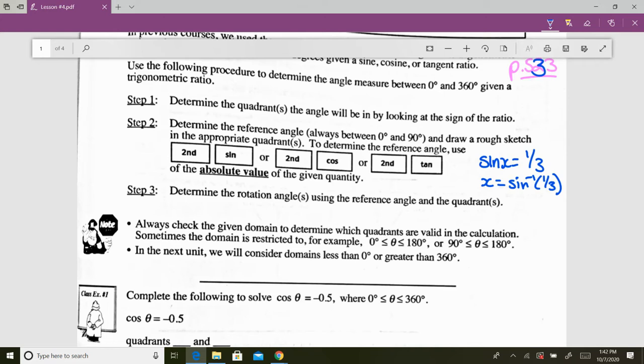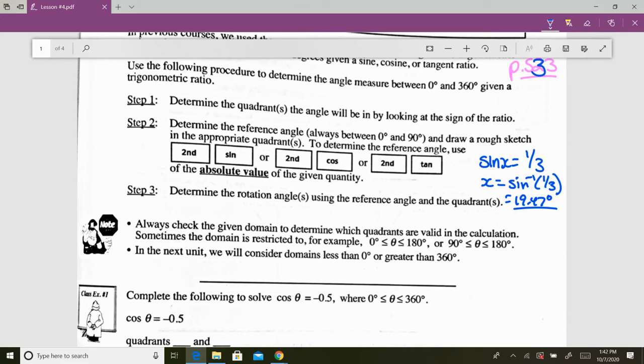I don't know what the answer is. They may know what the answer is. Sine inverse of a third. 19.47. All right, sounds good to me. So you get 19.47, and I would mark it right on your test when you were in grade 10, and everybody would be happy. It's only half the answer, not the full answer.